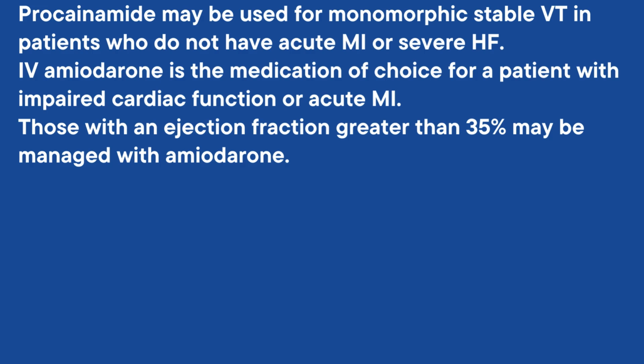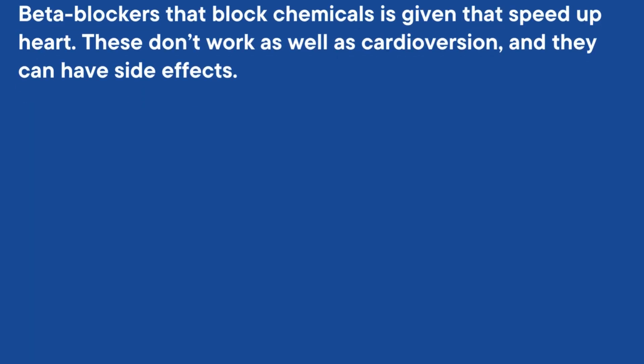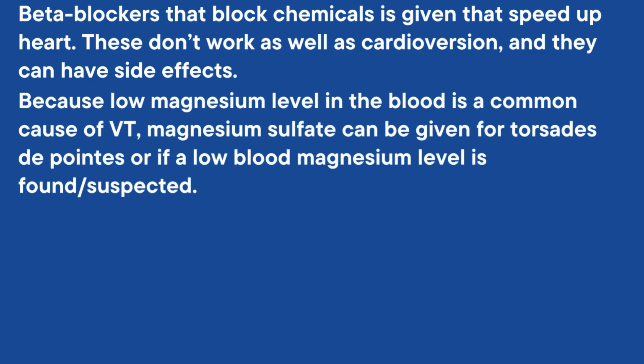Although lidocaine had been the medication most commonly used for immediate short-term therapy, especially for patients with impaired cardiac function, it has no proven short or long-term efficacy in cardiac arrest. Beta blockers, which block the chemicals that speed up the heart, may be given to the patient. These don't work as well as cardioversion and they can have side effects. Because a low magnesium level in the blood is a common cause of VT, magnesium sulfate can be given for torsades de pointes or if a low blood magnesium level is found or suspected.